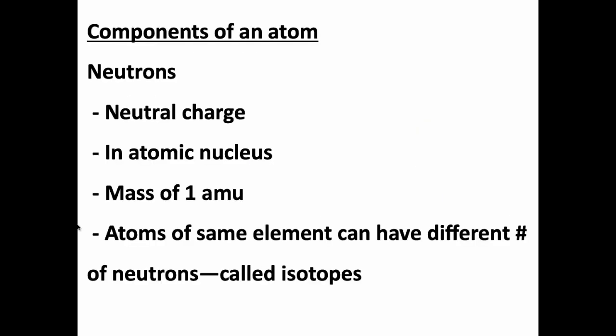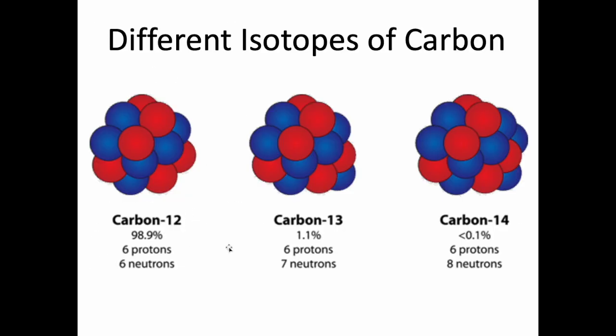Remember, neutrons have an atomic mass of 1, so adding an extra neutron is going to increase the mass by 1. This is carbon 13 because 6 plus 7 equals 13. And then there's carbon 14 with 8 neutrons. 6 plus 8 equals 14. All of these things are still carbon. You can still use them like carbon. They behave like carbon, but they do have slightly different properties.